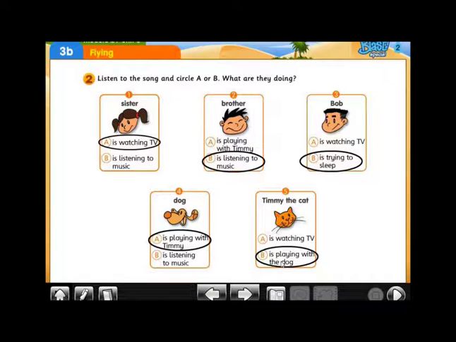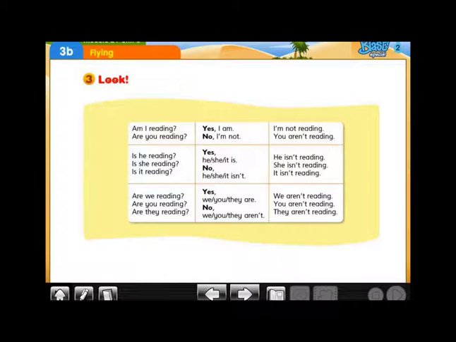Right. Okay. Now, look at another page, 25. Look at this box. Now, I'll circle. I read it. Am I reading? Yes, I am. Are you reading? No, I am not. I'm not reading. You aren't reading. Is he reading? Is she reading? Is it reading? Yes, he is. Or yes, she is. Or yes, it is.